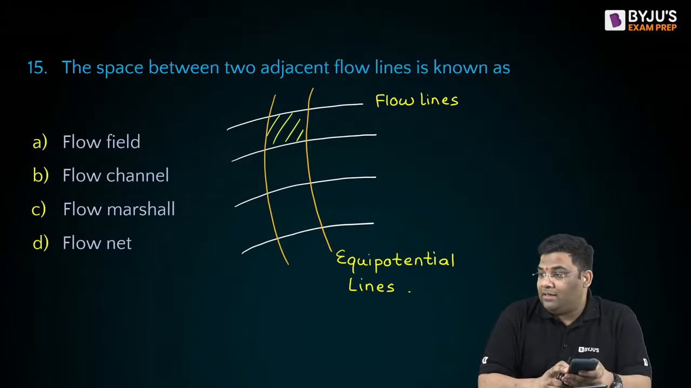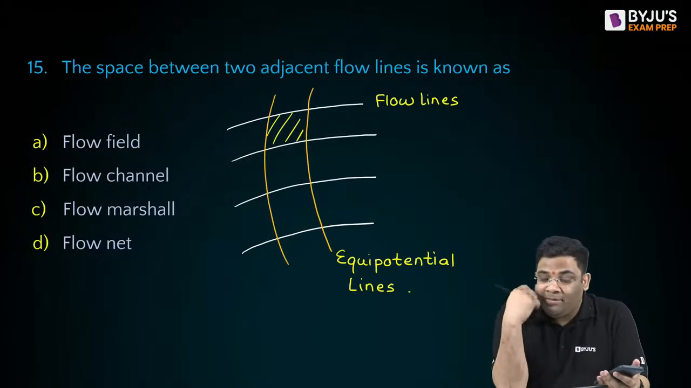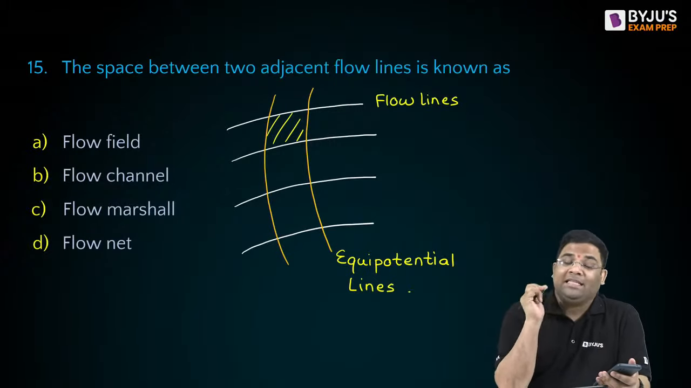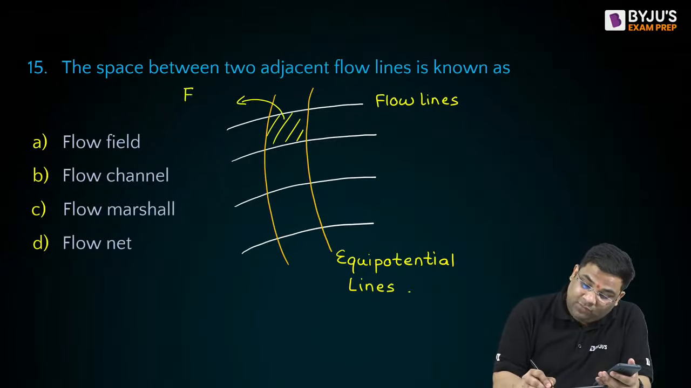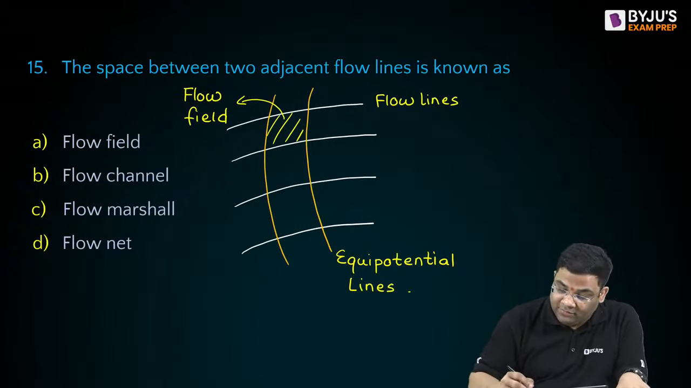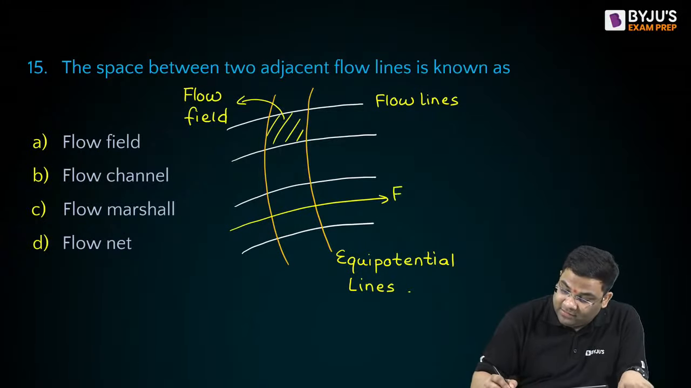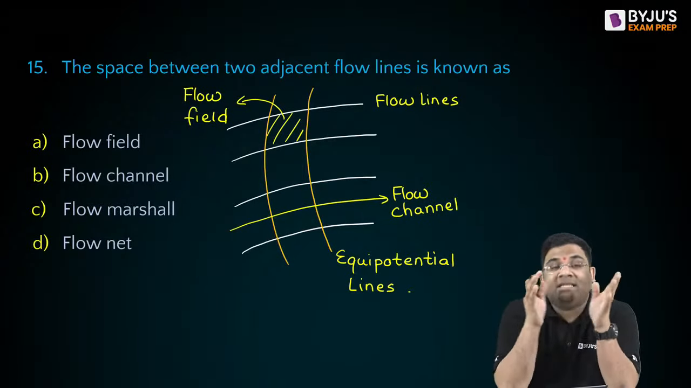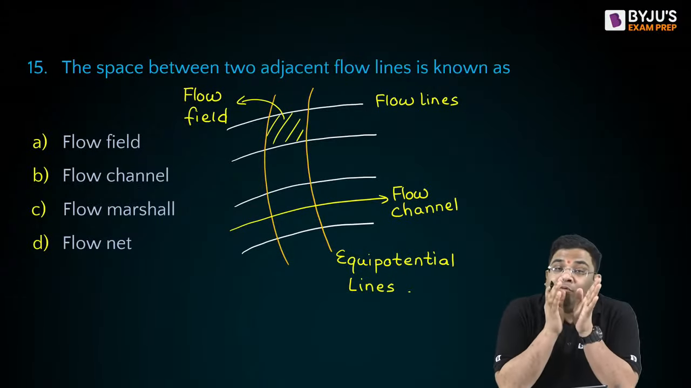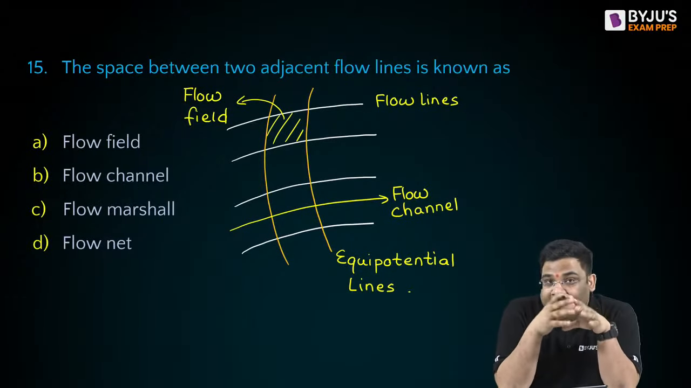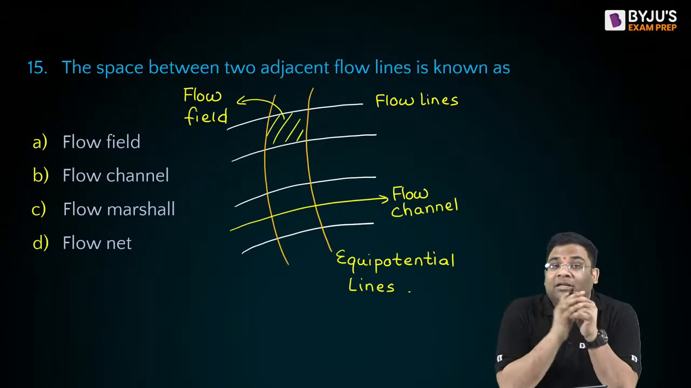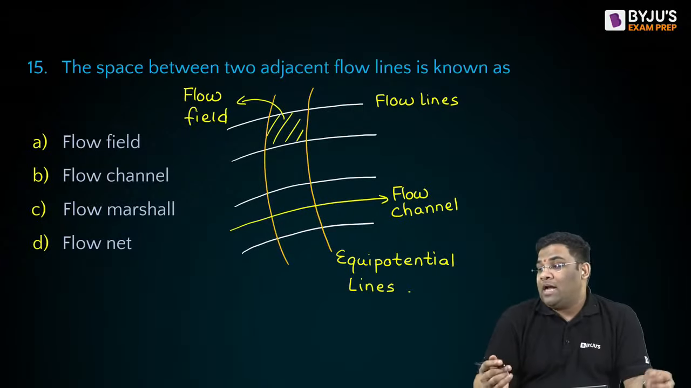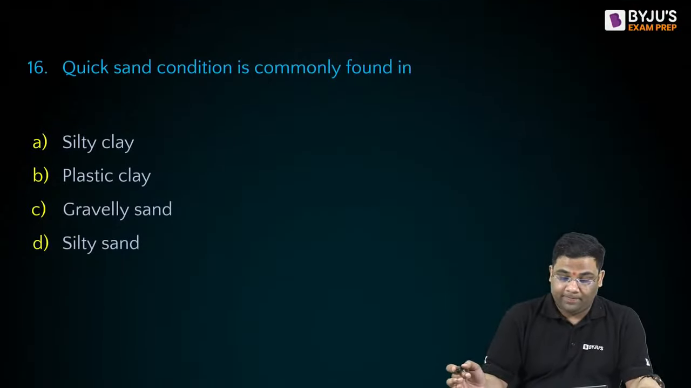No, this is not the flow net. This overall thing is flow net. But what is this thing which I have highlighted? This is flow field. You see this total one is flow net, and these are flow channels. The space between two consecutive, or we can say adjacent, flow lines is your flow channel. But the space between two adjacent flow lines and two adjacent equipotential lines is your flow field. So they can ask you this question also. Let us solve the next question.